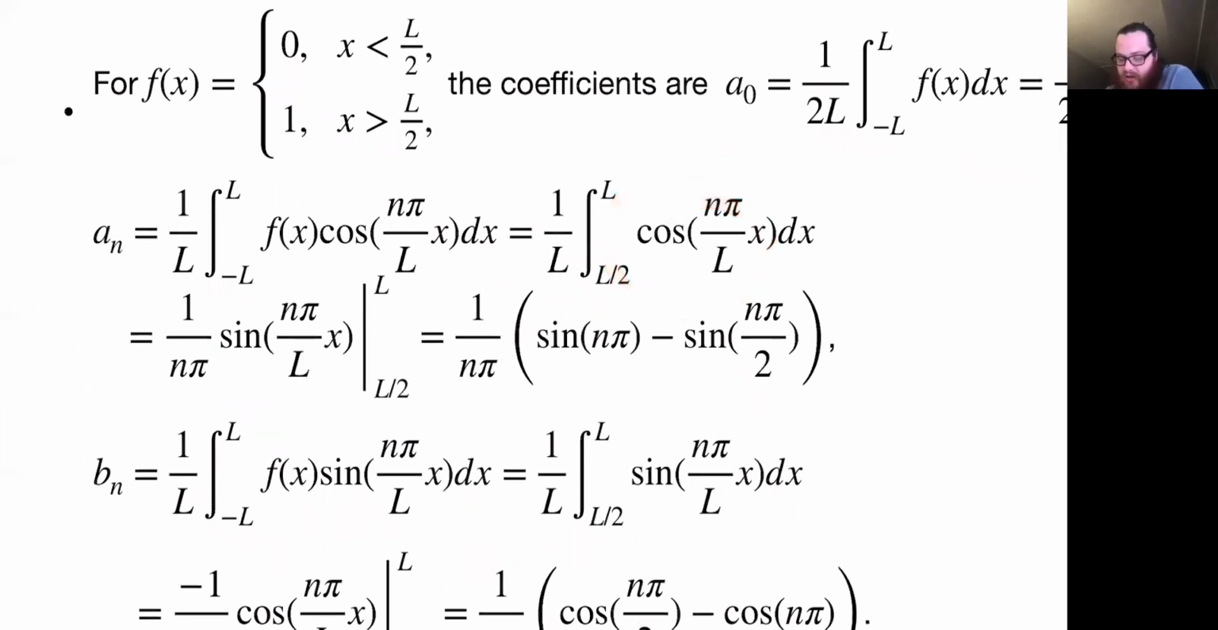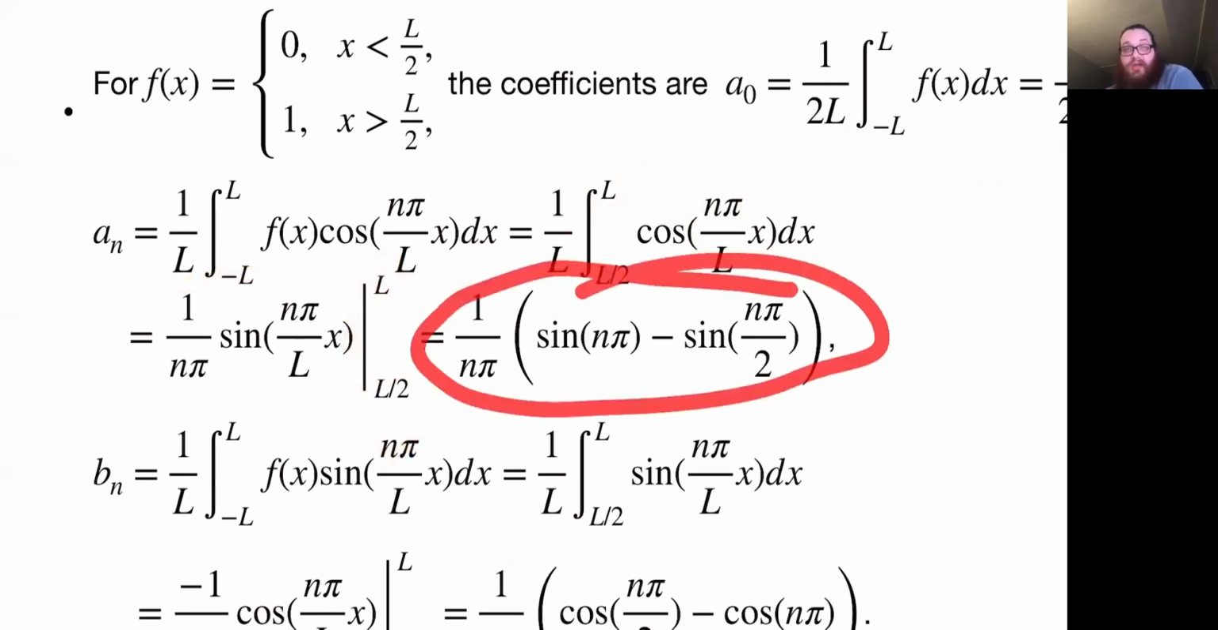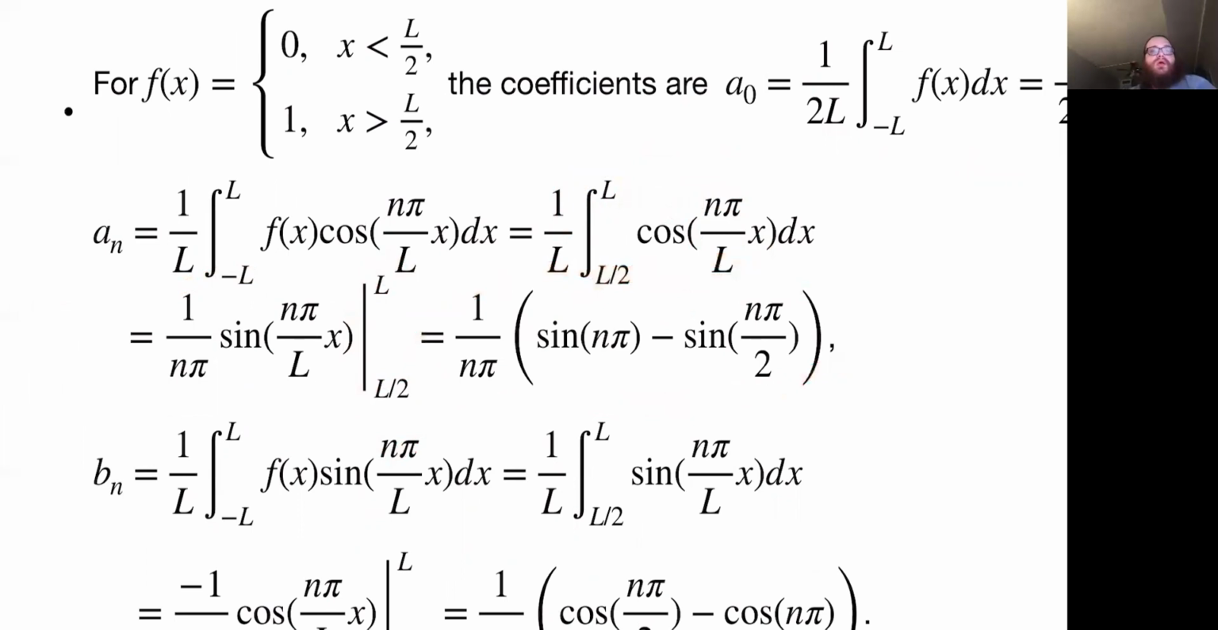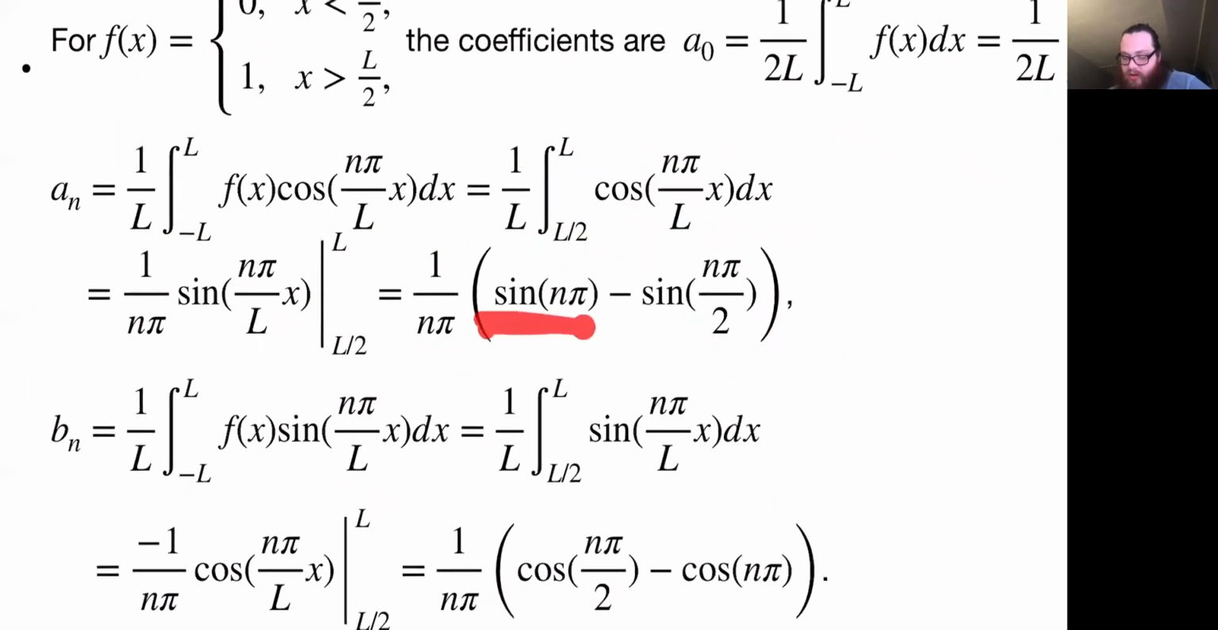Integrate cosine, you're going to get sine. 1 over this comes out, so you're left with 1 over n pi, sine of n pi over L x, evaluated between L and L over 2, and that's going to give you this expression. So one point we can make right now: here we have a sine of n pi.